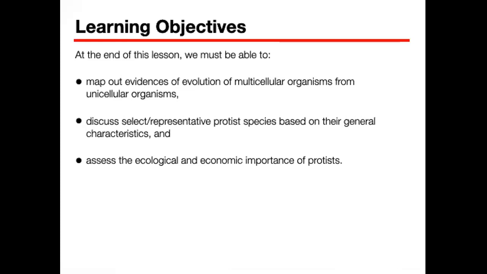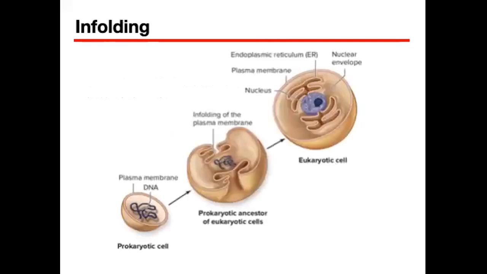So more specifically, we should be able to map out evidences of evolution of multicellular organisms from unicellular ones, that's provided in the evidences of eukaryotic evolution, okay, and discuss representative protist species based on their general characteristics and assess the ecological and economic importance of protists. So we are starting with the episode on enfolding.